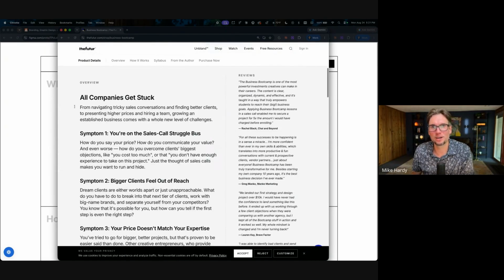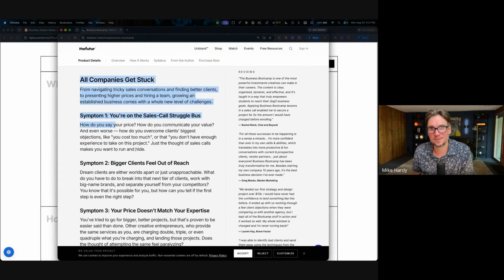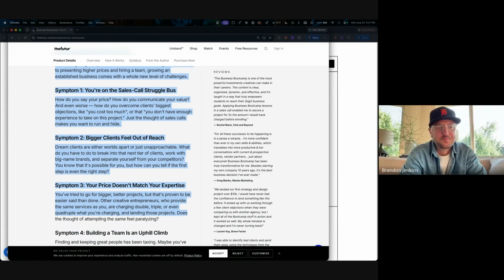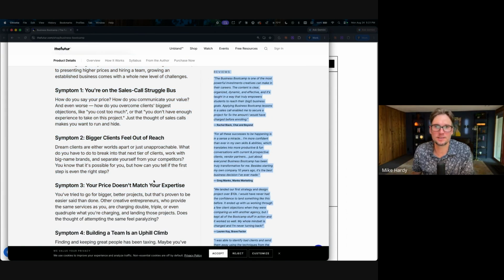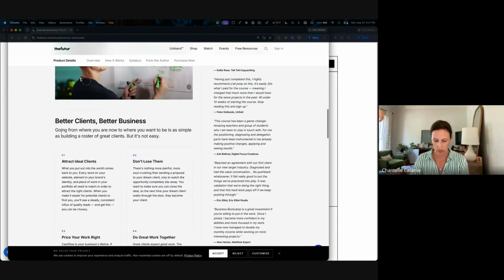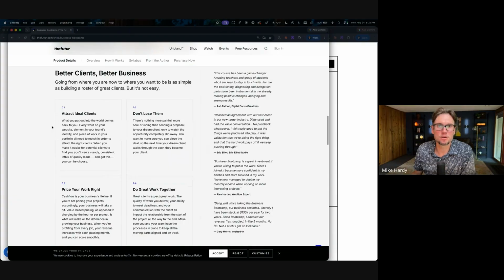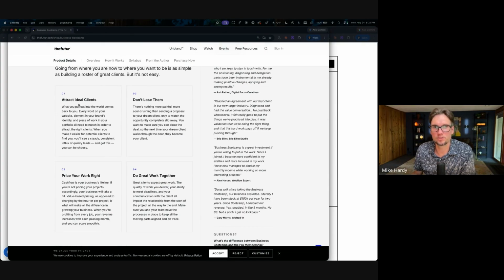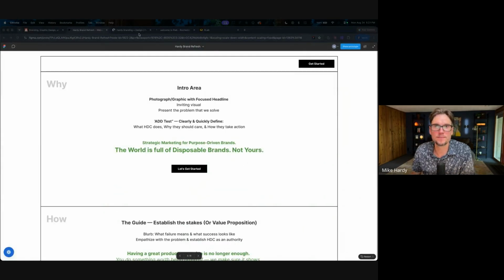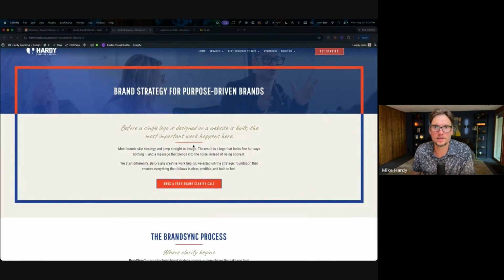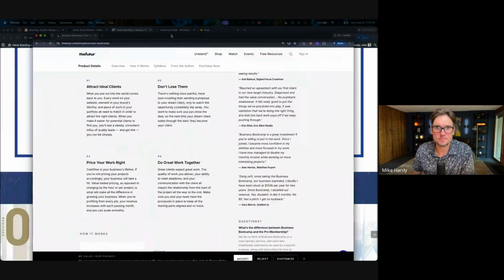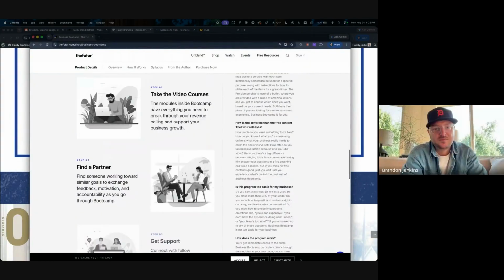And see, does this look familiar? Here's your stakes. Are you facing all these things? Now they moved the validation in, the proof over, so it's a little bit earlier. Here's your value proposition. So he's kind of doing a little bit of both. Attract ideal clients, don't lose them, price your work right, do great work together. But it's not that different than what we did here with the check marks. It's just a different presentation. And then how it works.